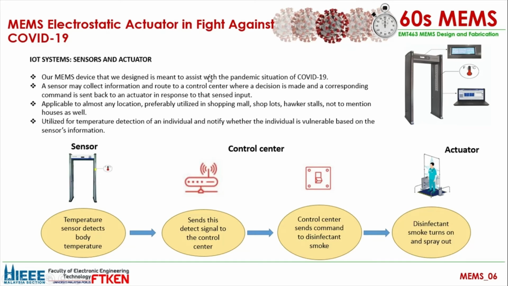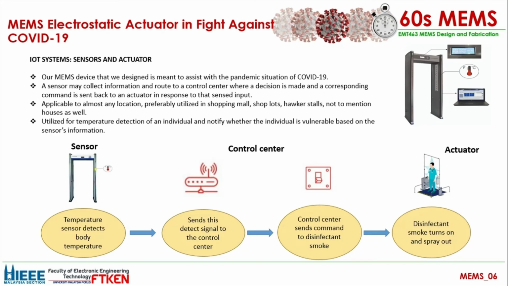Another type of transducer that we encounter in many IoT systems is an actuator. In simple terms, an actuator operates in the reverse direction of a sensor. It takes an electrical input and turns it into physical action. A sensor may collect information and relay it to a control center where a decision is made, and a corresponding command is sent back to an actuator in response to the sensed input.